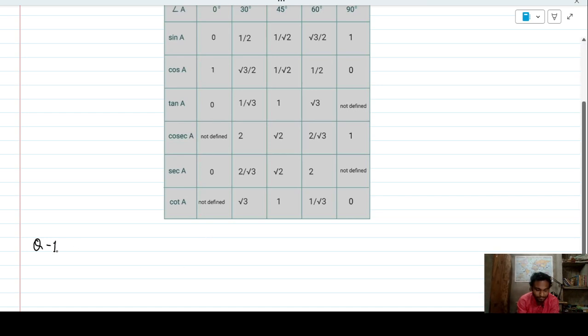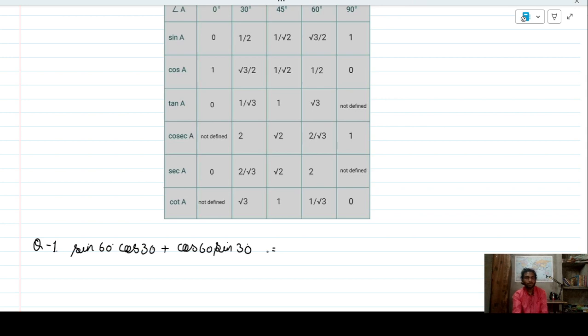First, sin 60 cos 30 plus cos 60 sin 30. We put the value, the given functions.